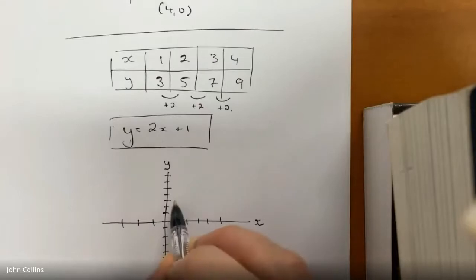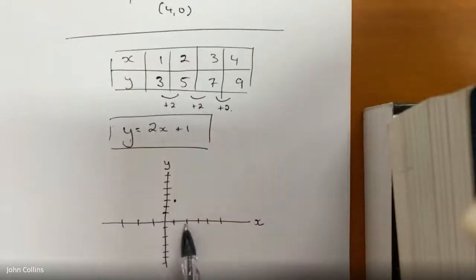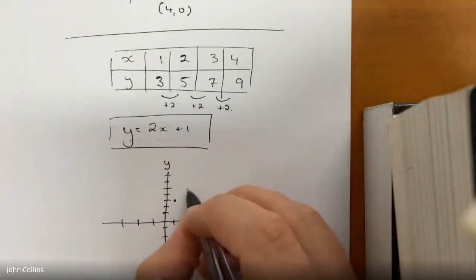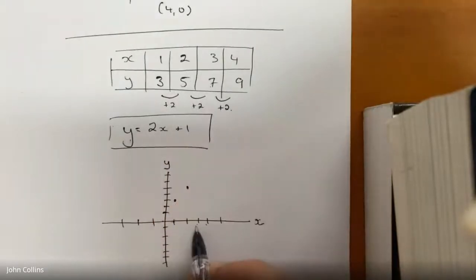This is a new thing. When x is 1, y is 3. When x is 2, y is 5. So I go to 2 and 5. When x is 3, y is 7. So I go over 3, 7.